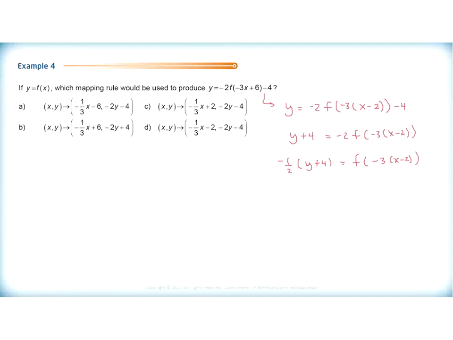From there, we should be able to identify the correct mapping rule, whether you look at the equation here or here, it doesn't matter. The correct mapping rule is going to be, let's find it here, -1/3 x plus 2, it's the only one there with that, and it's going to be -2y subtract 4. Correct answer is clearly C. Negative 1/3 x plus 2, and a negative 2y subtract 4.